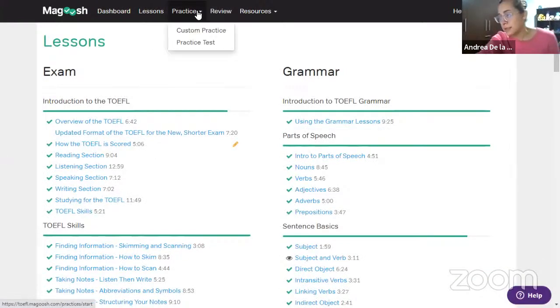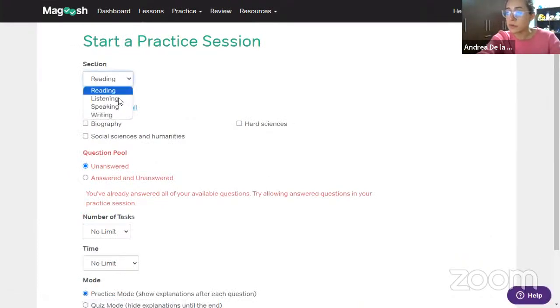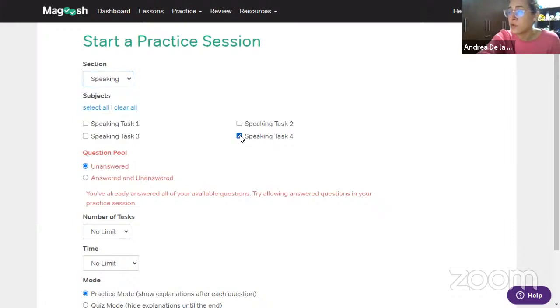So if you go here to practice, this is probably the most important and most useful tool. You guys can select how you're going to practice. If you want to complete a simulation test, that means that if you want to do the entire test all at once, you can go to practice test, and that's going to give you a simulation of the test. But if you want to practice one section separately, you can go to custom practice, and that way you can practice whatever you want. You can choose the section, reading, listening, speaking, and writing. So for example, right now we're in the speaking section, right? You can go to the speaking. You can select which task, which question you want to practice. So for example, right now we're practicing question 4, so we can click on 4.